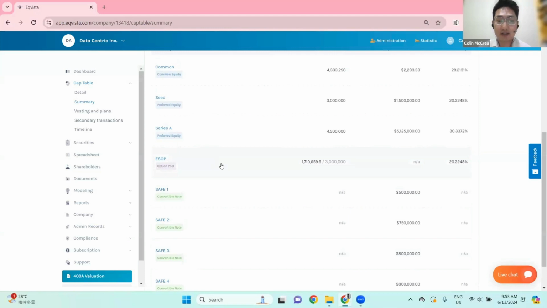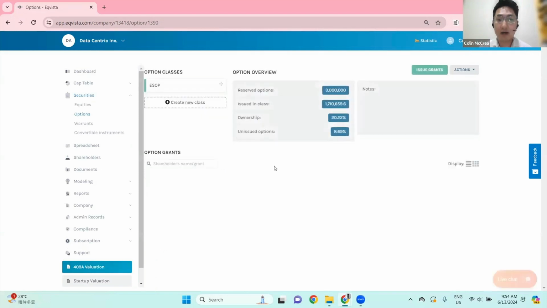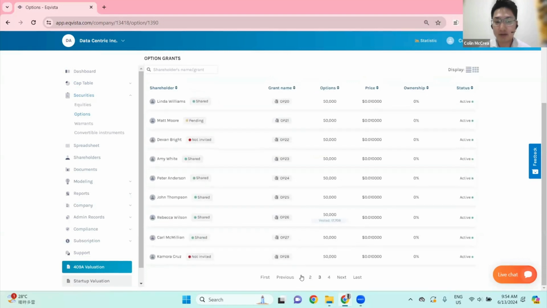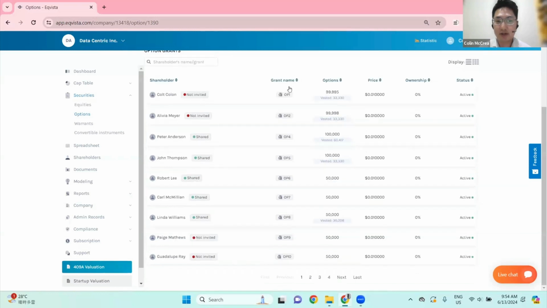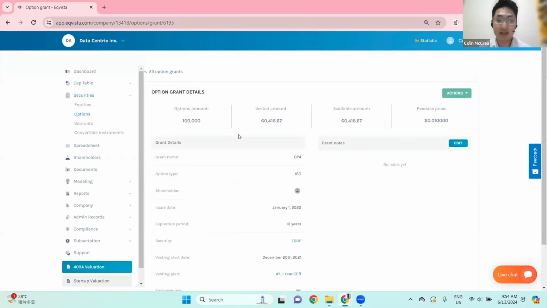And let's just say I clicked on the option pool. So I'll just have 1 click and go directly to the option pool. You can see all of the grants in the system and who owns what. If you do have many option holders, you can navigate from the bottom. You can also filter by different share names or grant names. And let's just say I want to go into this grant option with Peter. So I can click here and I can see exactly what the grant is in the system.